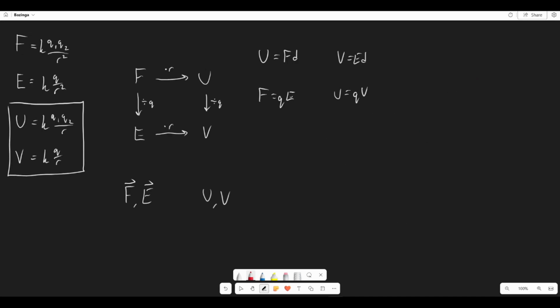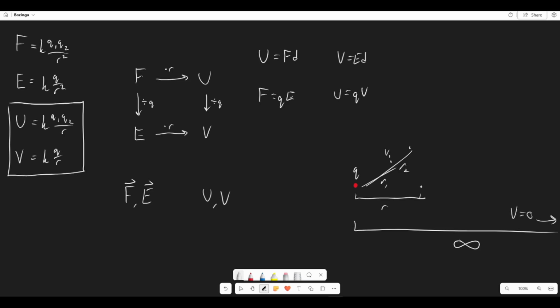Now, analogously, voltage has a similar concept where if I have some particle q, the voltage at some distance r is assuming that if r were infinity, then the voltage at that infinite point would be 0. Also pretty straightforward from the definition. If I am to calculate the voltage difference between two distances, r1 and r2, then I can calculate the voltage at r1 and the voltage at r2 and find the difference, however they ask for it.